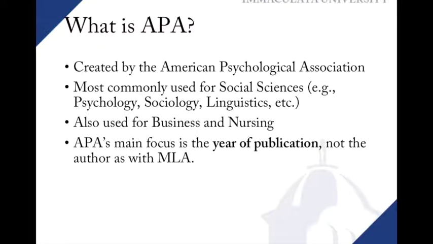So you may be wondering, what is APA? APA is created by the American Psychological Association and is usually used for social sciences like psychology or sociology, but it can also be used for nursing and business courses as well. Sometimes it really just depends on your professor's preference, and it focuses on the year of publication rather than the author's last name, as with MLA.